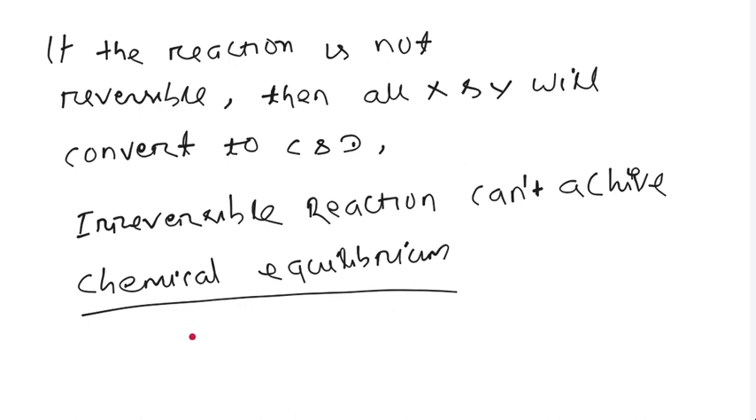But if it is a reversible reaction, the reaction is always incomplete. The amount of X and Y will decrease at the expense of which C and D form, and at the expense of C and D, again X and Y will form. So in that case, there is a condition where the rate at which X and Y are converting to C and D will be equal to the rate at which C and D are converting to X and Y. So the reaction will always remain incomplete, but it will achieve an equilibrium state.